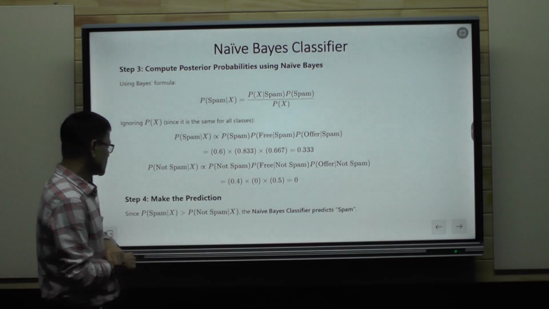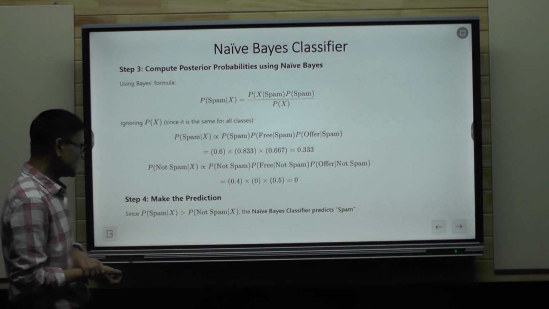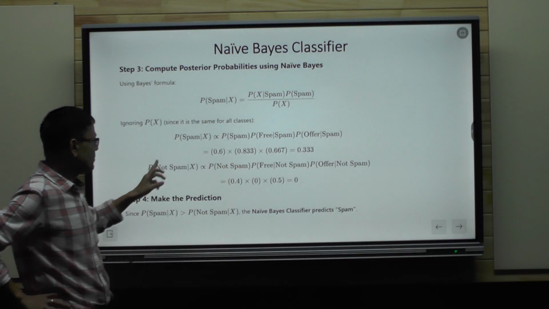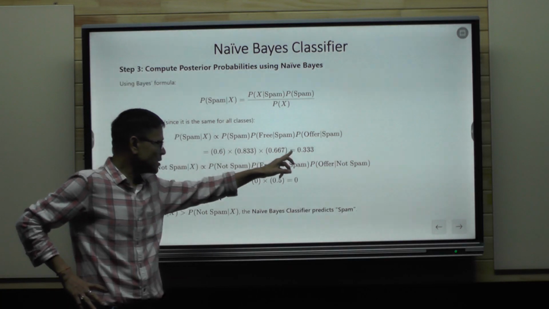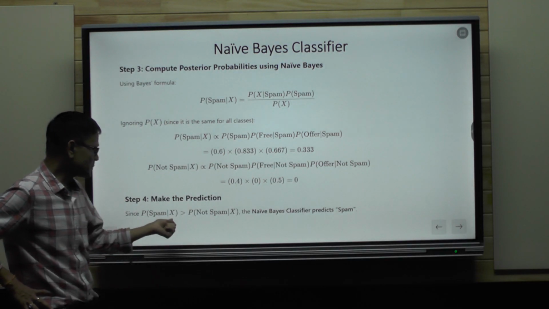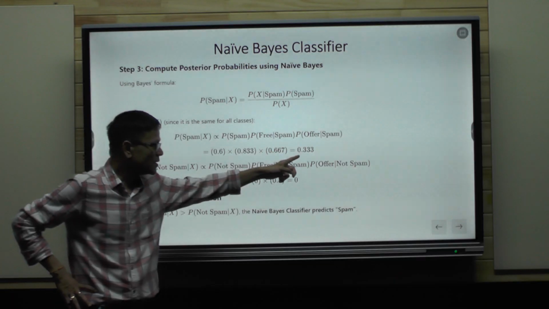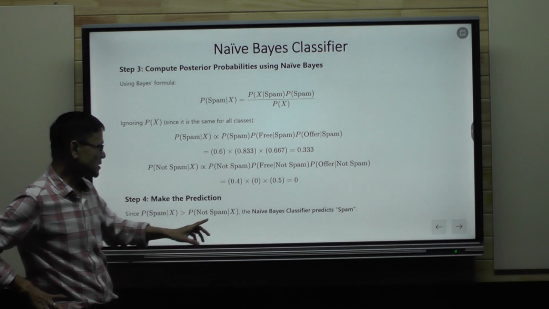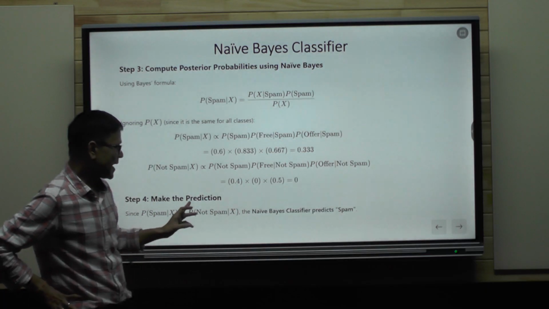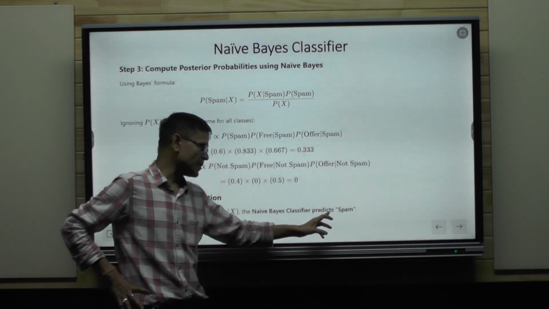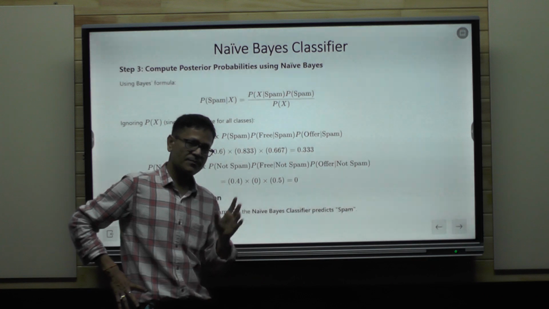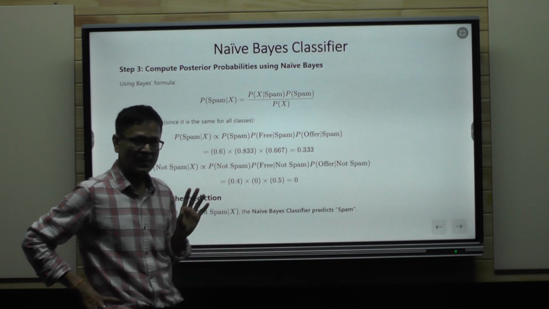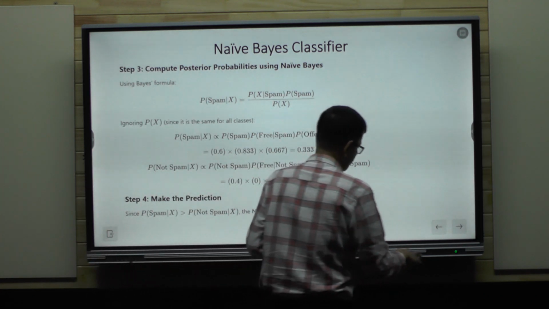Okay. So now, since P(spam | x) is 0.33 and P(not spam | x) is 0, the naive Bayes classifier predicts it's a spam. Simple application.